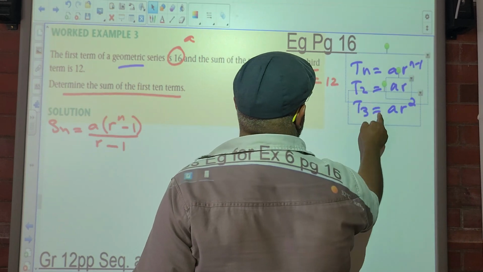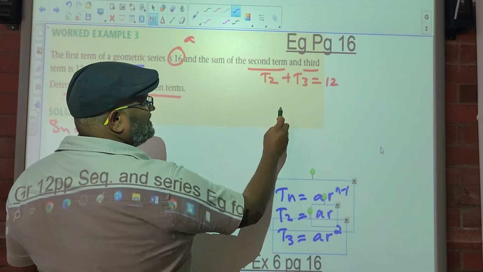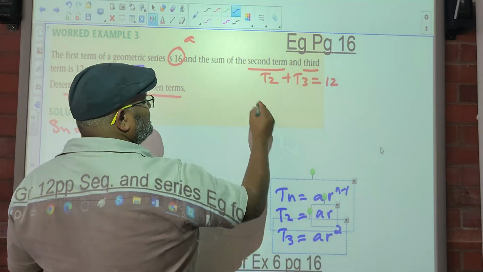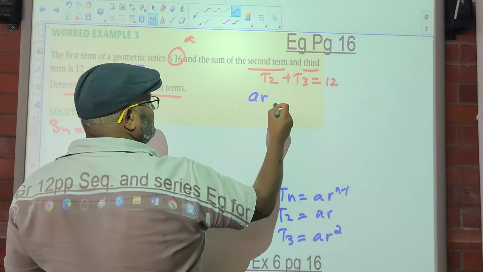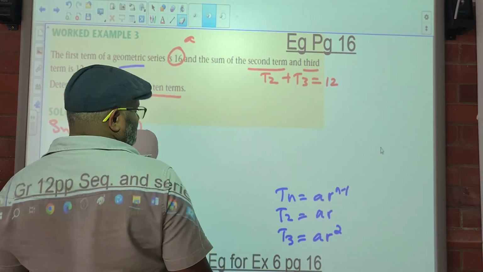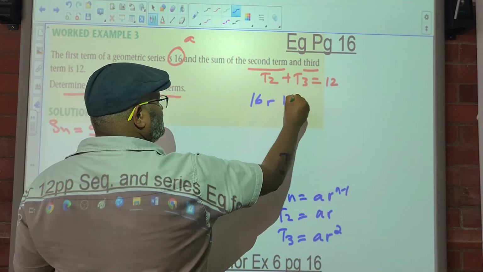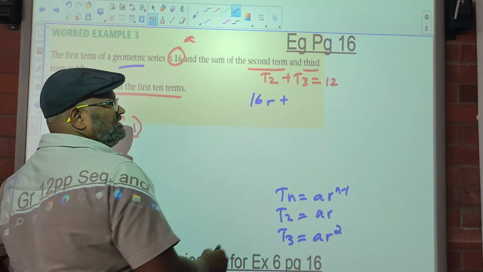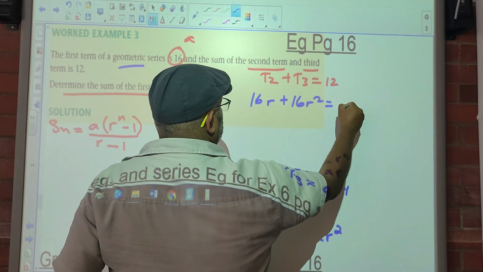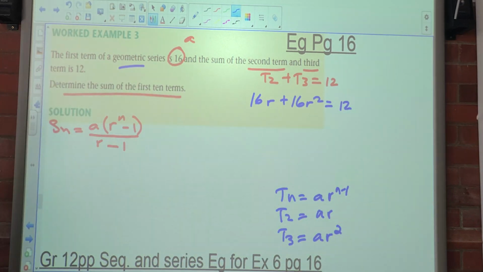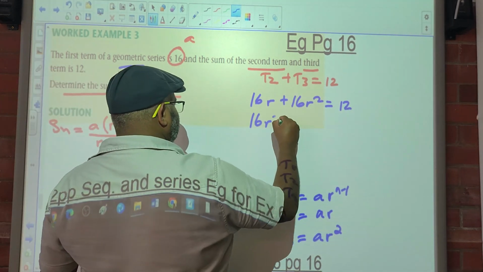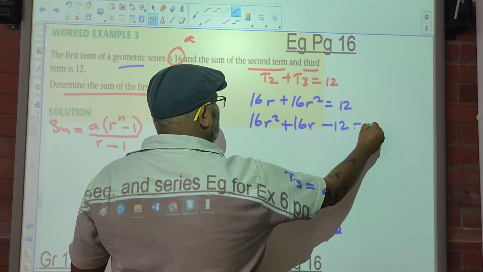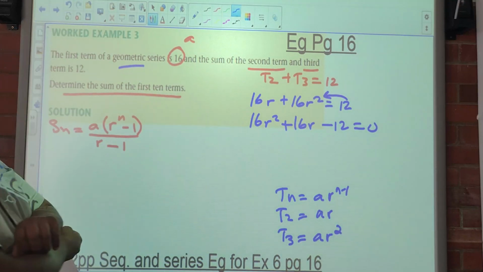So with that in mind, this T2 is A r. But what is A? 16. So it's going to be 16r plus T3, which is 16r squared, is equal to 12. So hang on, what is that? A trinomial. So 16r squared plus 16r minus 12 is equal to 0. I just wrote it in descending powers of r.